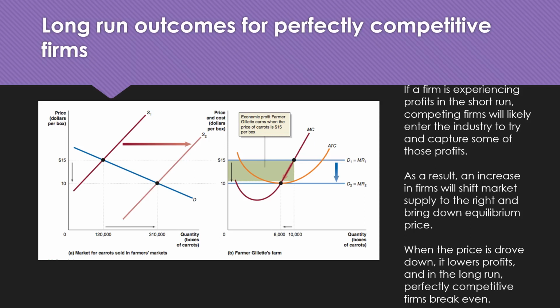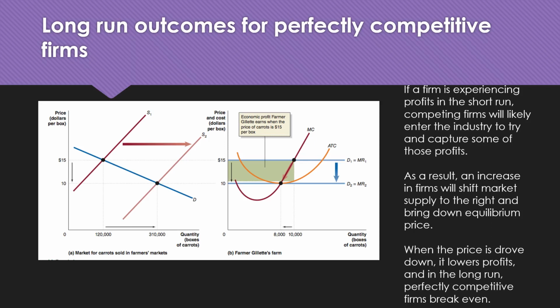Now, it's not this smooth in reality because there's going to be entry and exit on both sides. There could be a time where the market gets flooded so much that the price goes down to $9. For Farmer Gillette, his average variable cost might be lower, because he's been in business for a while, than someone who just entered. And if they're losing money pretty quickly, they're going to leave the industry.